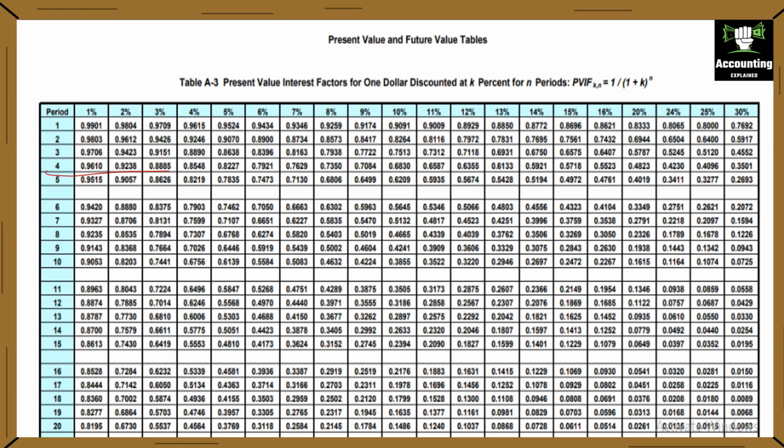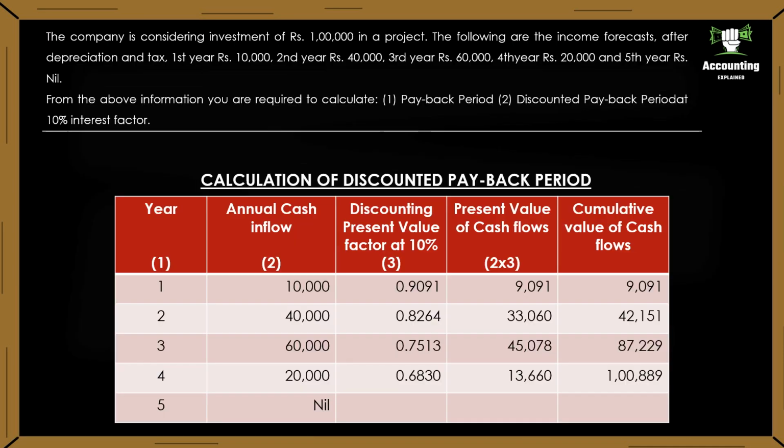Now fourth year, we are going to find out the discount factor. Fourth year, 10% interest rate, it is 0.6830. We are taking this to the table. 0.6830 is what we found from the table as the discount factor. Multiply 20,000 into 0.6830, it is 13,660. Cumulative value of cash flows is 87,229 plus 13,660, which is 100,889.